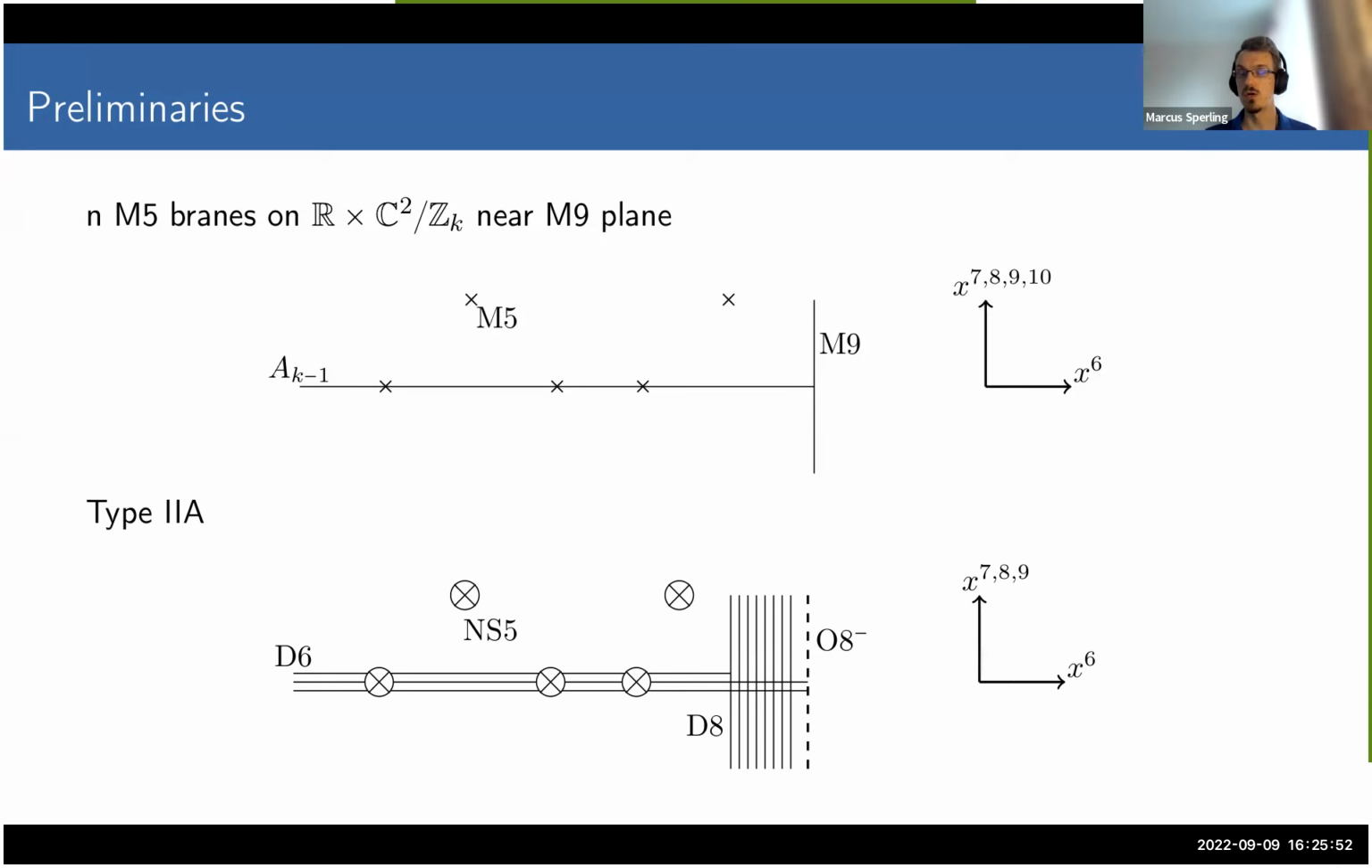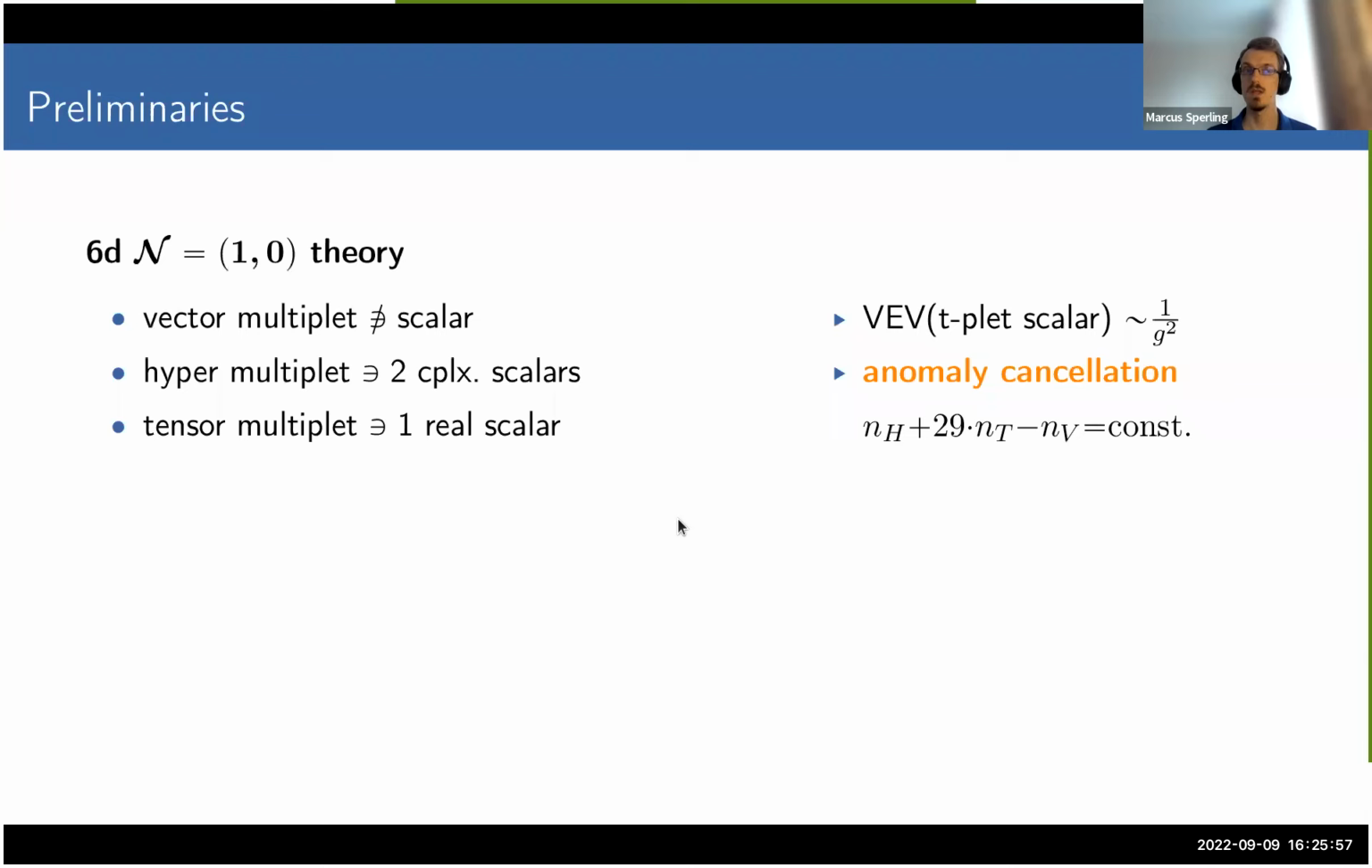Now, in order to proceed, I need to tell you a little bit about the low energy description of these theories. And that is where the (1,0) 6D theory is coming into play. Contrary to the two supermultiplets that we have just talked about a second ago, now we have three types of multiplets that we need to take into account. We have the vector multiplet in 6 dimensions, which does not have a scalar component. That means there's no Coulomb branch in 6 dimensions. We have the hypermultiplets, which do have two complex scalar fields. So we have the usual quaternionic Higgs branch, and we have a tensor multiplet.